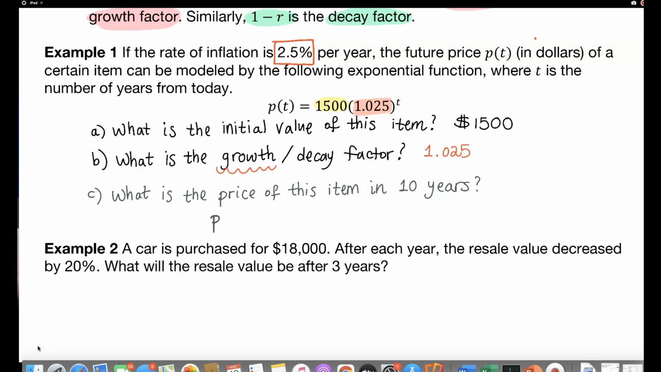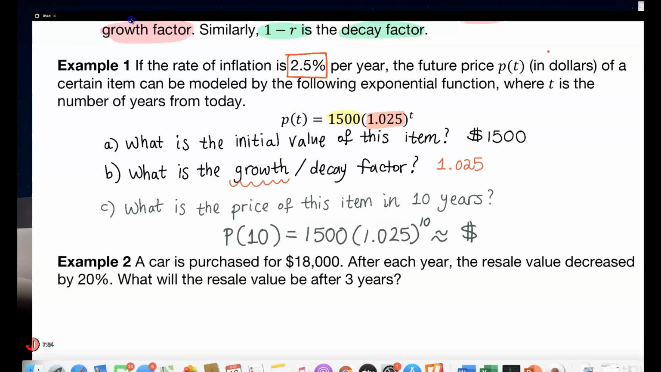I forgot to type up the example. Can you see? All right, P of t equals 1,500. It used to be 1,500 in year 0, but if you wait 10 years, I bet it's going to be more expensive. So let's plug in 10. And I'm going to get an approximate answer, and I'll just round to the nearest cent, okay? So I'm going to go to my scientific calculator.